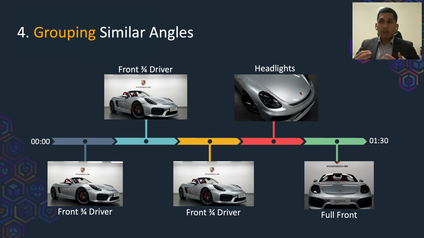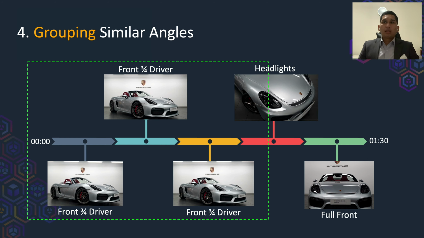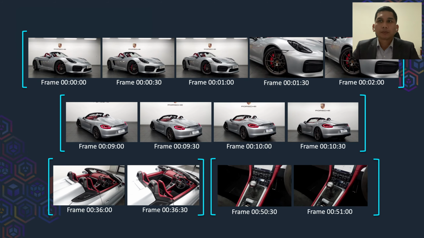Now, as our video frame collection already has more information than before, what do we do with this car angle information? How about we group them together if they have the same angles and create a smaller collection? For example, these 3 frames have the same front 3/4 driver angle, right? Now let's put them into the same collection, separated from other angles, and we will have this.